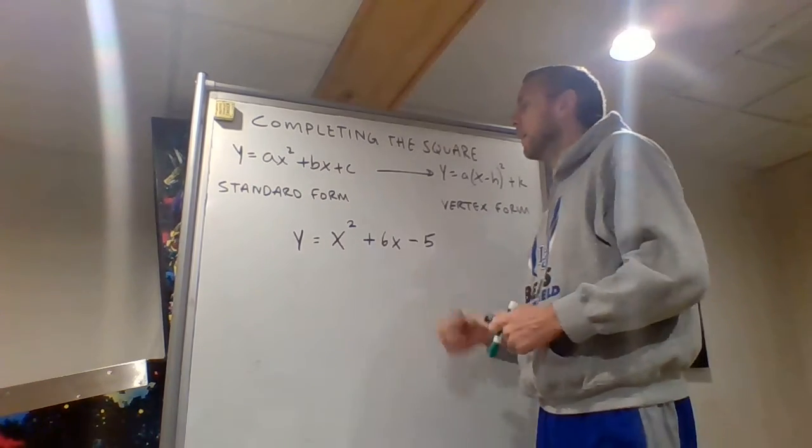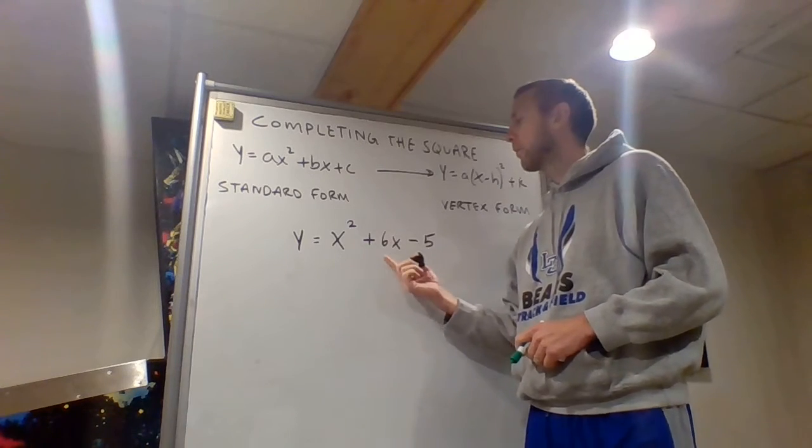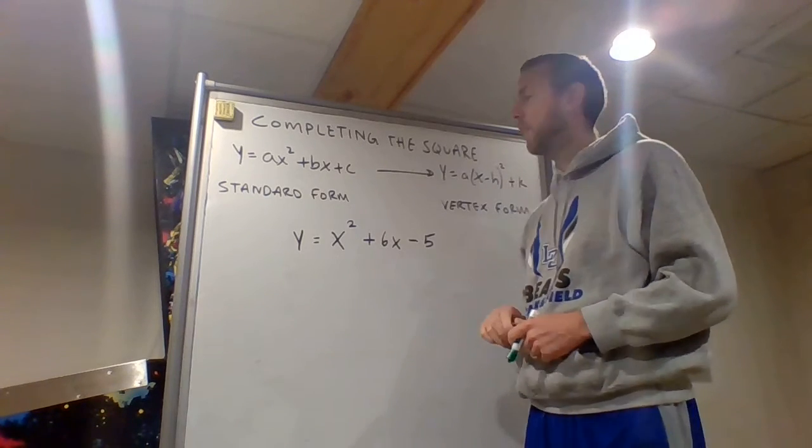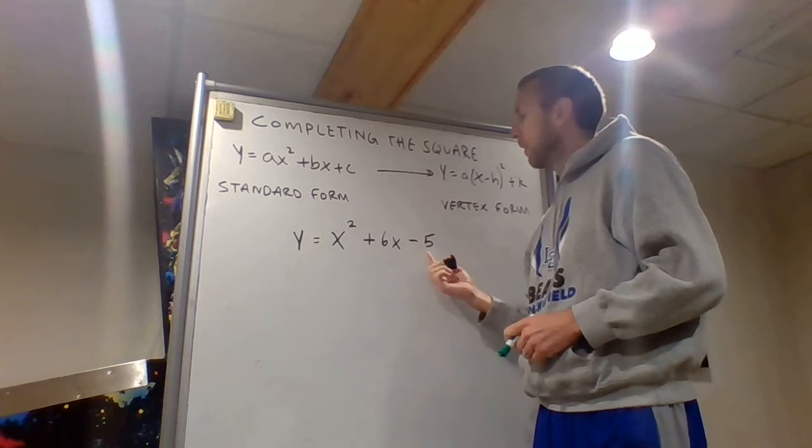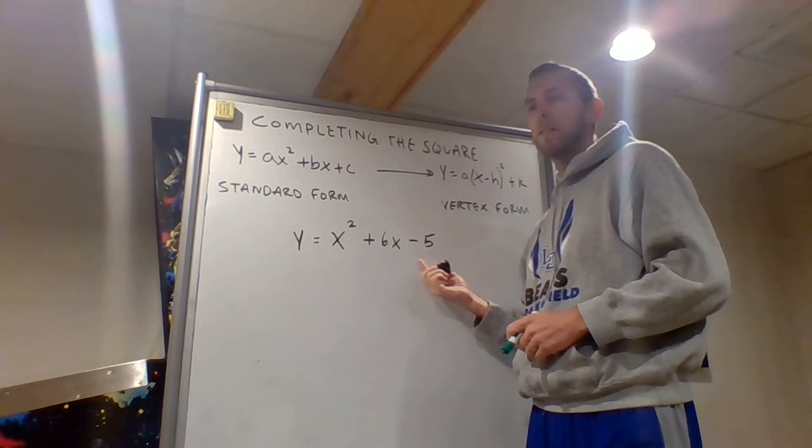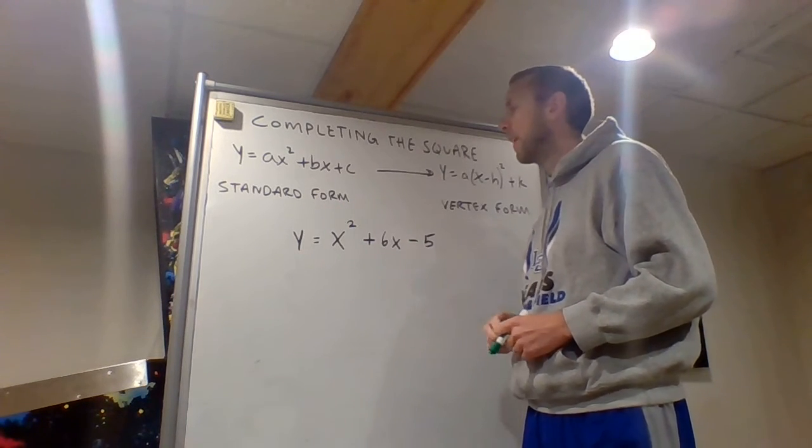All right, so we're starting with this equation, y equals x squared plus 6x minus 5. This is in standard form. Recall that here's our y-intercept, the c term. All right, so our y-intercept is -5.